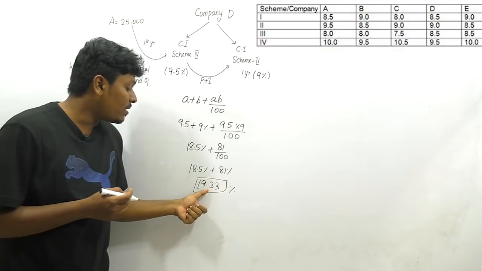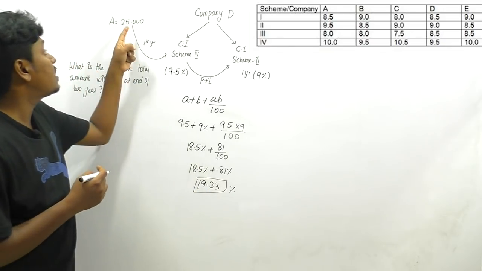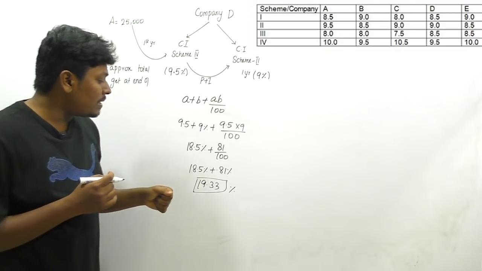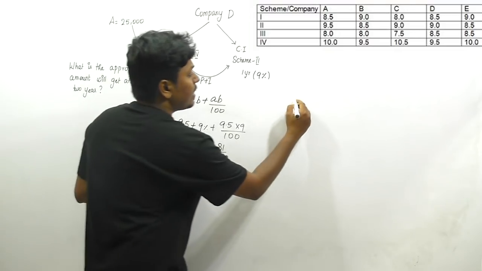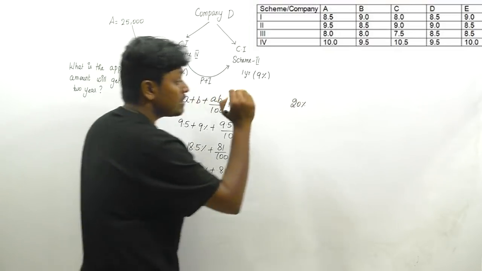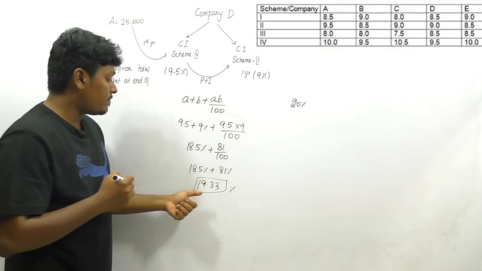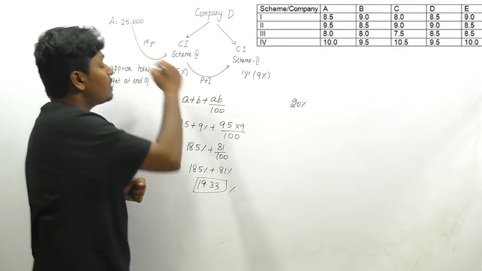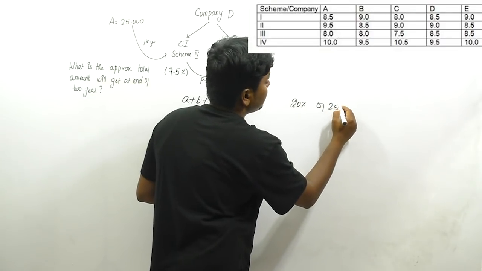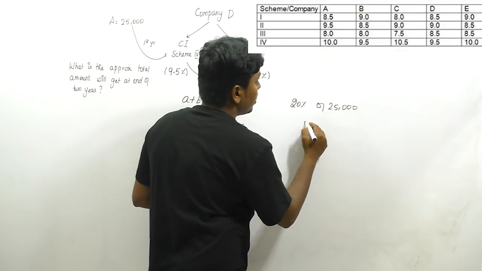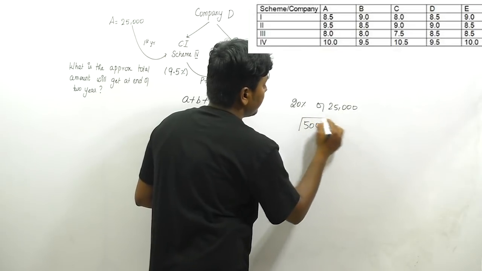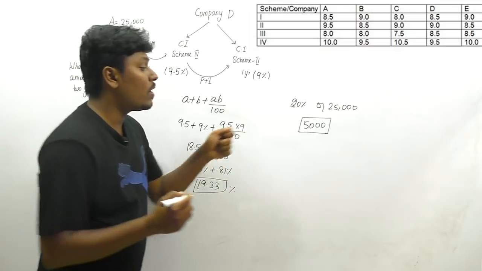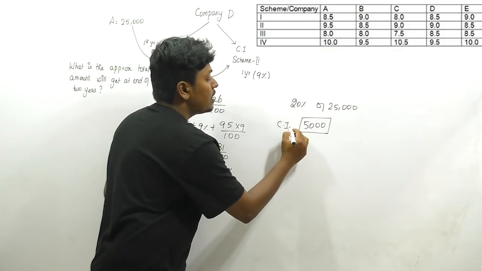Friends, we need to calculate this 19.33% for what A invested, which is 25,000. So better I can do one thing. 19.33 can be taken as 20%. Friends, remember it is an approximate answer, right? So I am just going to take 19.33 as 20%. 20% of the amount invested, 25,000, we know is 5,000. So finally we got 5,000 as the compound interest for 2 years.